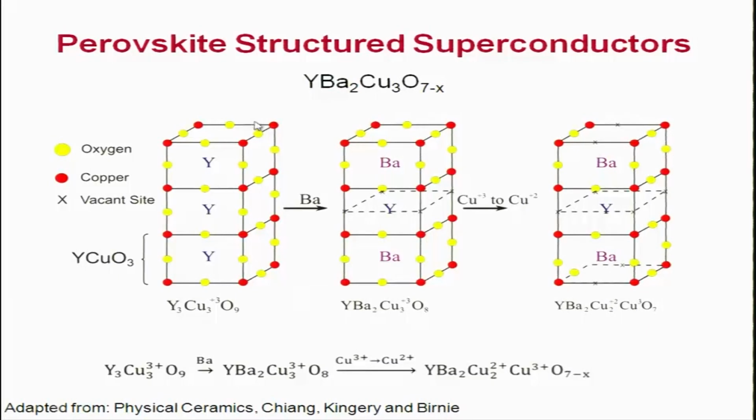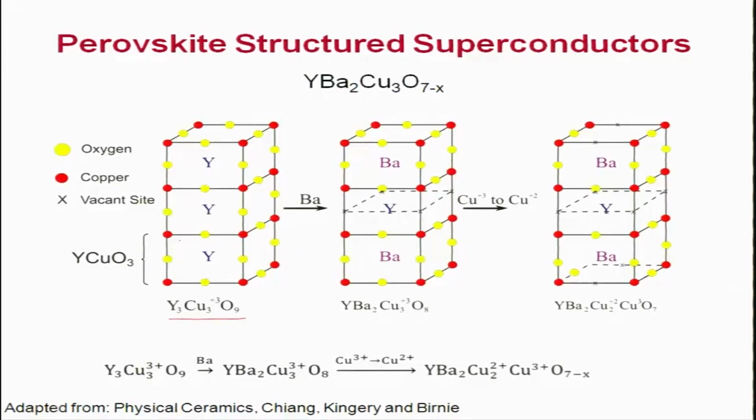So, one such structure is yttrium barium copper oxide. Yttrium barium copper oxide is a superconductor, YBa2Cu3O7 minus X. Now, if you look at the parent compound of this material, as drawn on the left, the parent compound is Y3Cu3O9. It has a tetragonal structure.